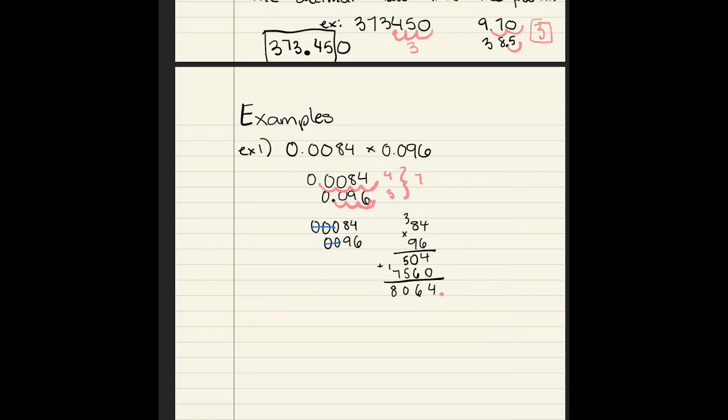So we have our decimal behind each of those numbers when we multiplied. So all we have to do now is bring it back. 1, 2, 3, 4, 5, 6, 7. And now we have our final decimal.